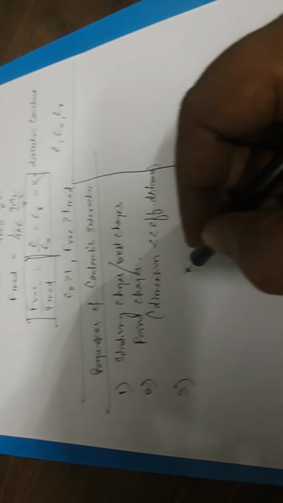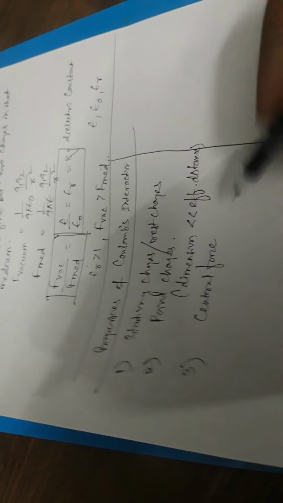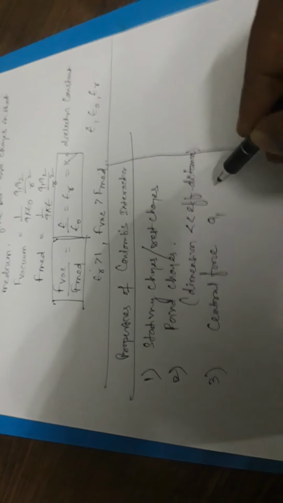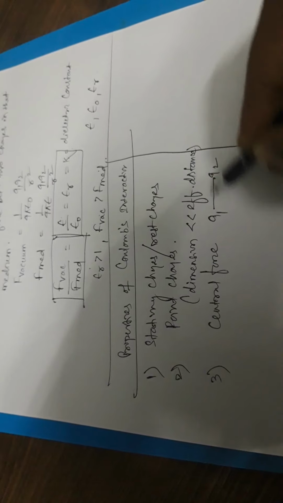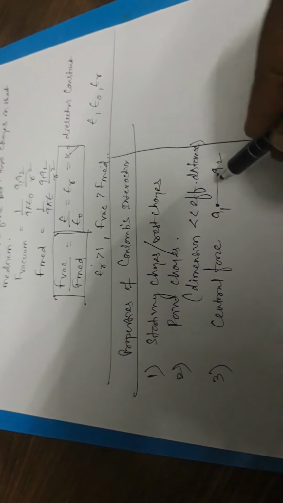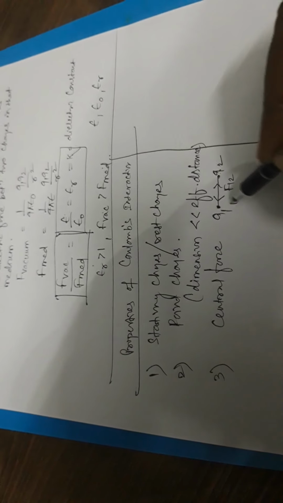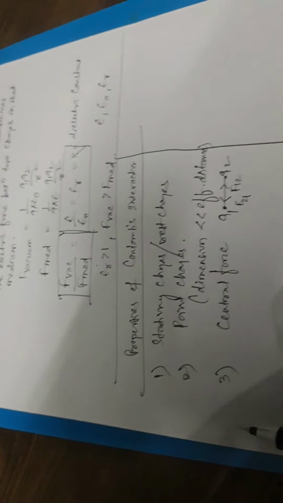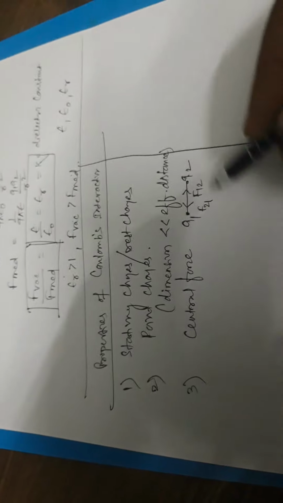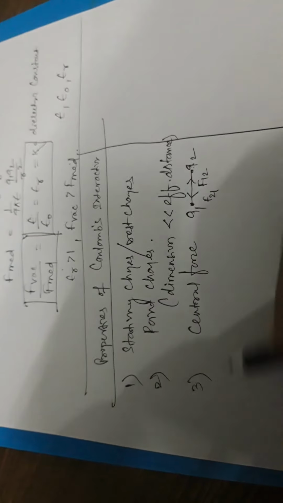Now, this Coulomb's force is a central force. Central force means the force is acting along the line joining the charges. Suppose Q1 is exerting a force on Q2 as F12. Similarly, Q2 is also exerting a force on Q1, F21. So this is called your central force. The force which acts along the line joining the centers of the two bodies or two charges is called a central force.